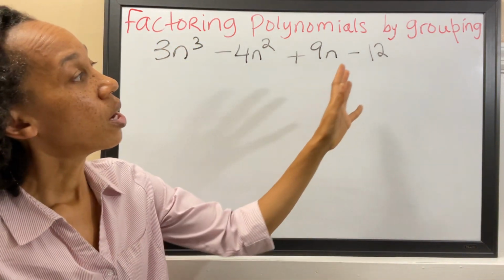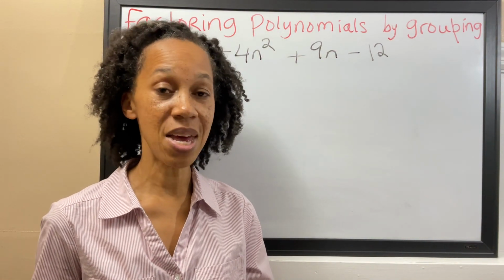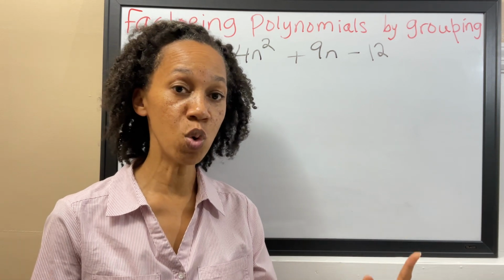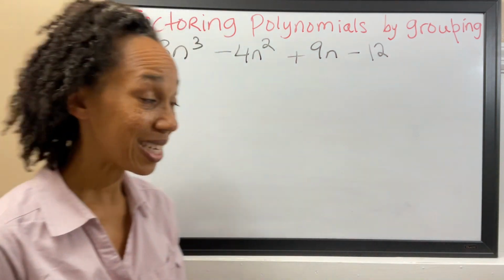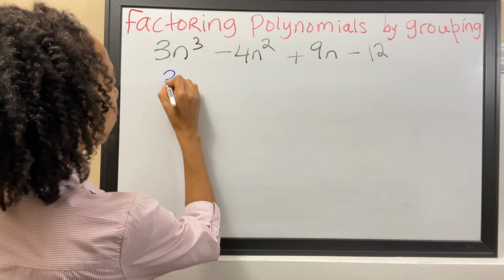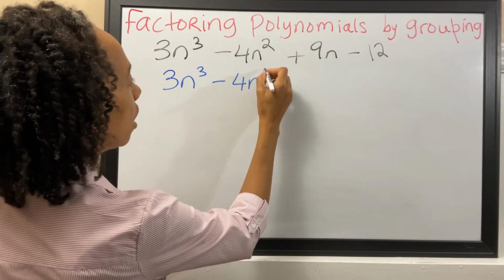Now, the word grouping alone tells you a lot. It means that you're going to group these four terms. You need two groups. So let's get started. We're going to rewrite this with two groups. So we have 3n to the third power minus 4n to the second power.